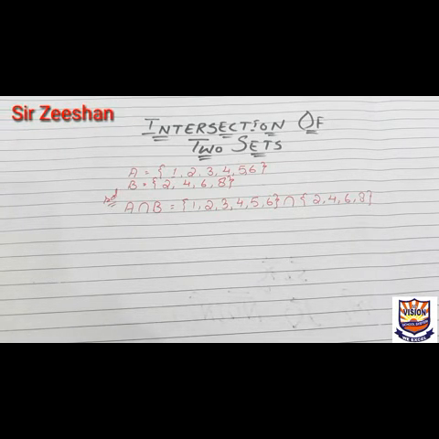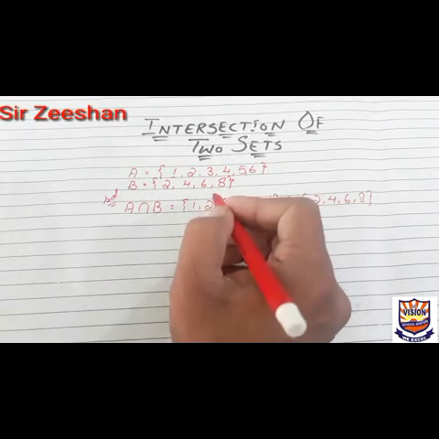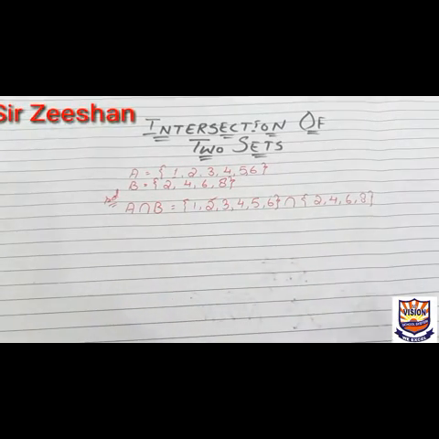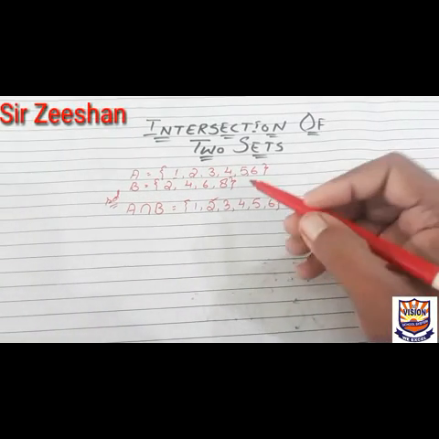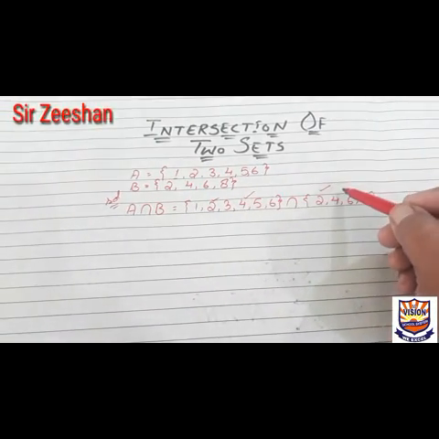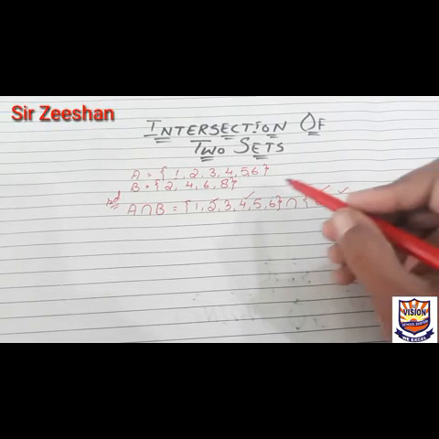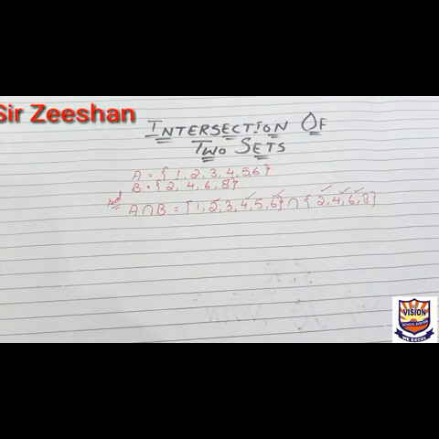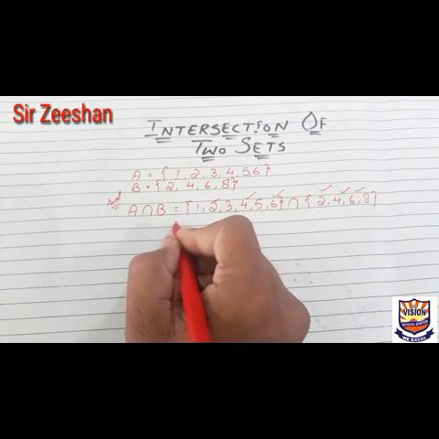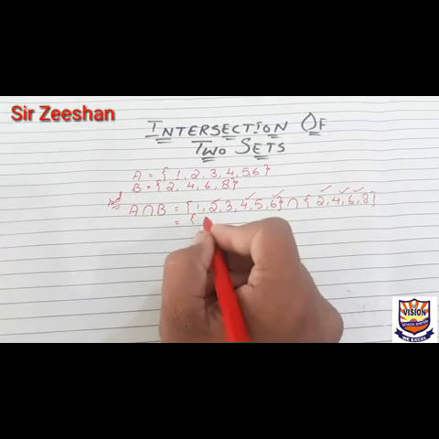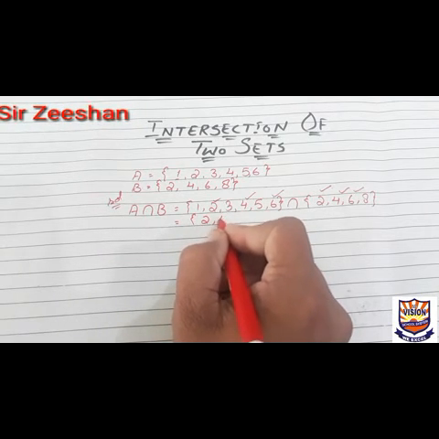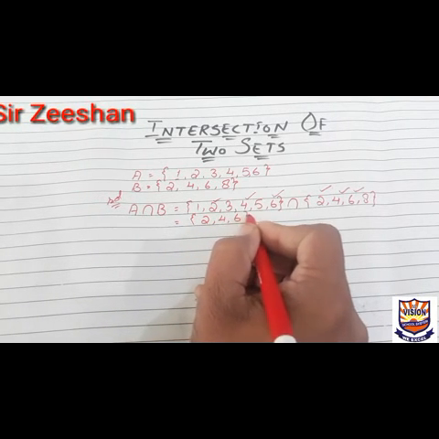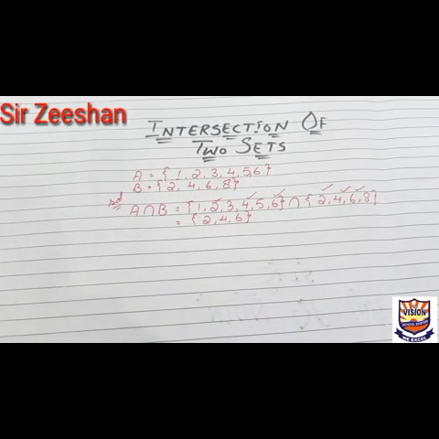So the common values between these two sets are 2, which is here and also here. 4 is in this set and also in this set. 6 is also in this set, and 6 is in this set too. So these are the three common values present in both sets. So the answer will be 2, 4 and 6. While writing the answer, please keep in mind that you have to write it in the correct order.